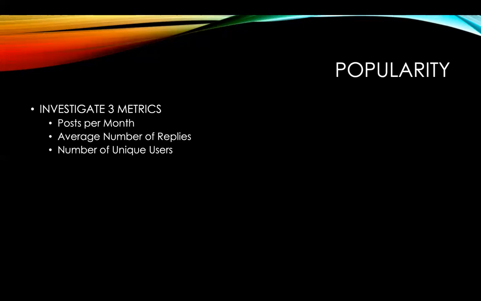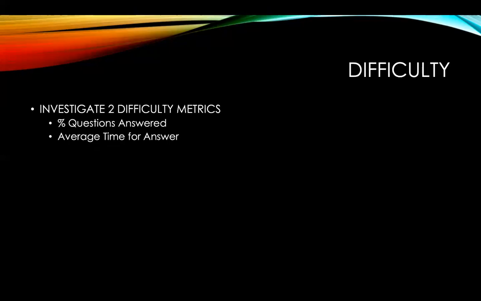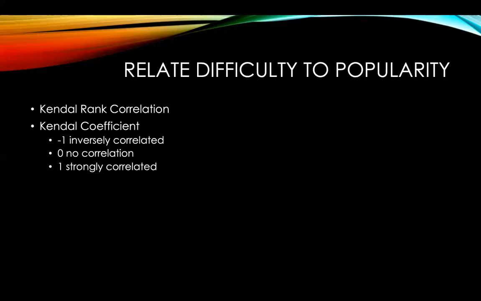For popularity, we looked at 3 metrics, which were the amount of posts per month, the average number of replies a post for the framework would receive, and the number of unique users asking questions related to the framework. And for difficulty, we had 2 metrics, which were the percentage of questions that received answers and the average time it took for a question to receive an answer. And then to relate popularity to difficulty, we use Kendall rank correlation, which looks at the ranking of one metric and compares it to the rankings of another metric and assigns a value from somewhere between -1 and 1.